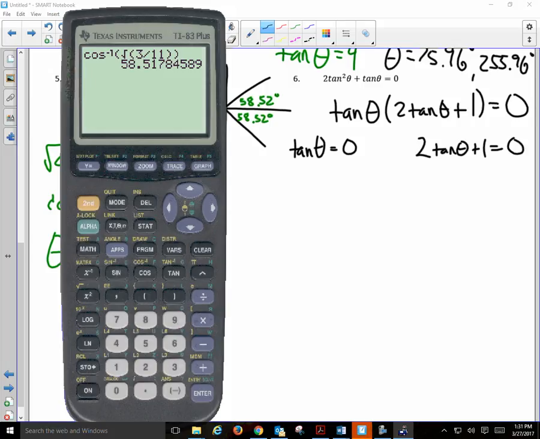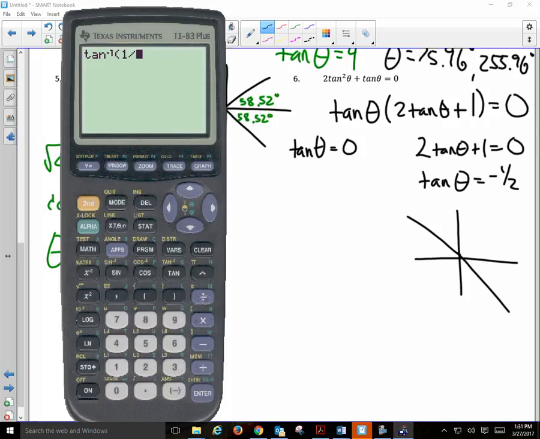I'm going to handle the one on the right side first. Tangent of theta equal to negative 1/2. Where is tangent negative? Second and fourth. 26.57. So do 180 minus the answer. 153.43.